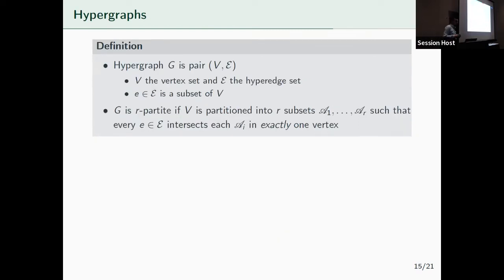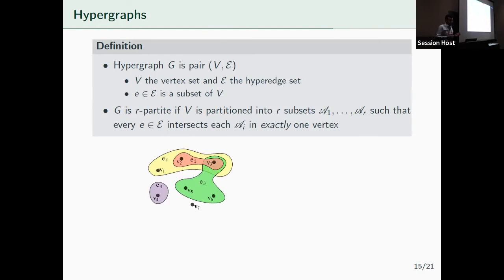Next, I will talk a little bit about how we prove the NP hardness of finding the optimal value for three-party LSST. I need to define first hypergraphs. A hypergraph is a pair of vertex set and hyperedge set. Each hyperedge is a subset of vertices. Instead of connecting two vertices, it's connecting multiple vertices. And we also define R-partite hypergraphs. The definition is as follows. We can partition the vertices into R parts such that each hyperedge intersects with each part exactly in one vertex.